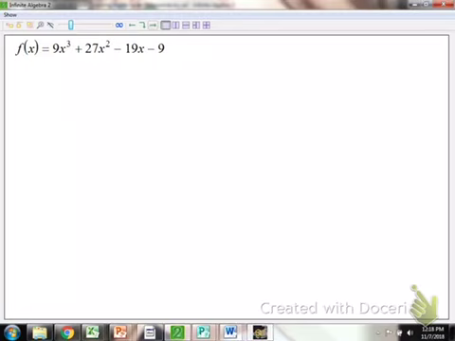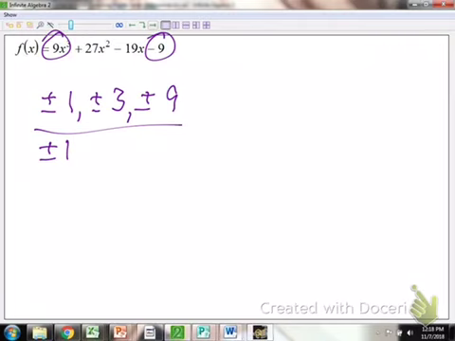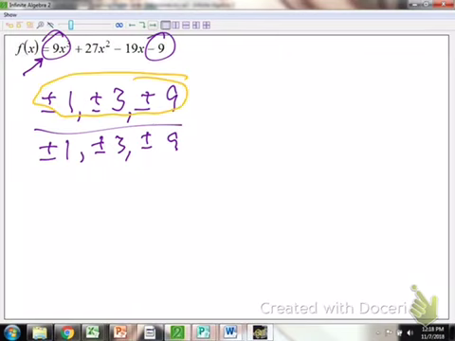This one would be the factors of negative 9 divided by that. So the factors of negative 9 are plus or minus 1, plus or minus 3, plus or minus 9. And that's over the factors of this 9, which is plus or minus 1, same thing, plus or minus 3, plus or minus 9. So we've got our 3 top terms here, all divided by 1, right? And that's going to give us just those terms, plus or minus 1, plus or minus 3, plus or minus 9.